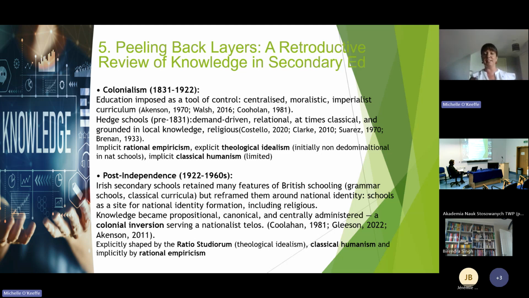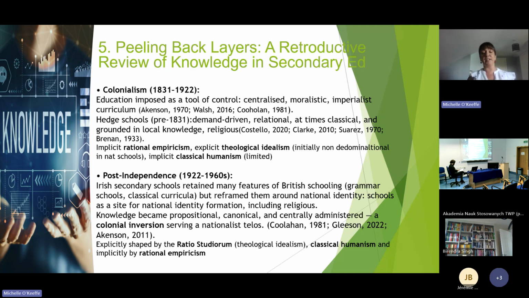It had explicit theological idealism. Initially, the national school system was non-denominational, but it was still based on Christianity, albeit Catholic or Protestant. As time went on, the Catholic Church and the Protestant Church of Ireland gained control over the national schools anyway. And there was implicit classical humanism, but again, it was limited to those students that were older or upper class.